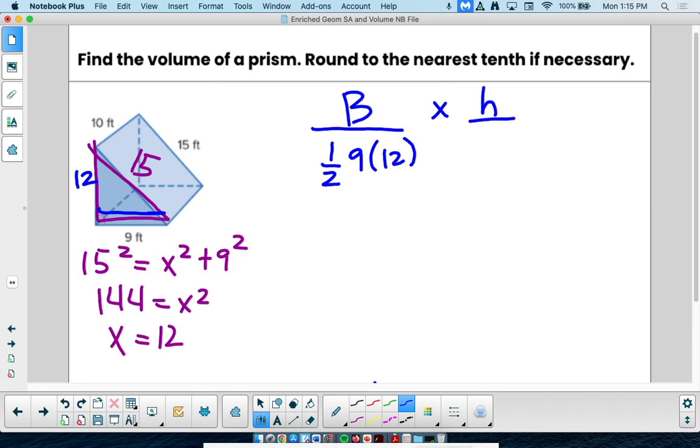And how tall is our prism? Our prism goes back how far? 10. So now we simply multiply all this together. If you multiply this whole thing in your calculator, it should be 540.